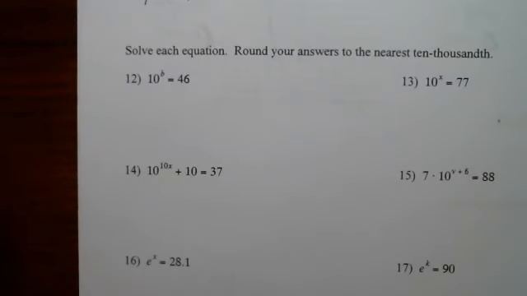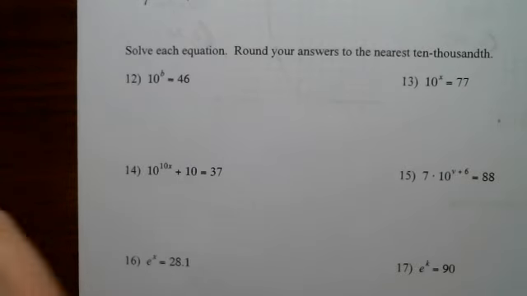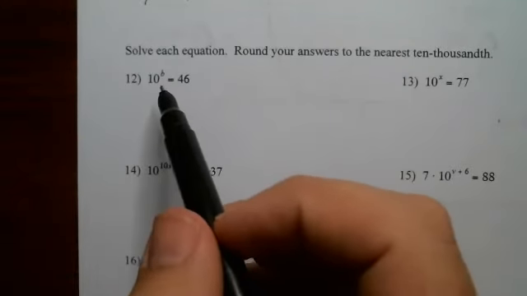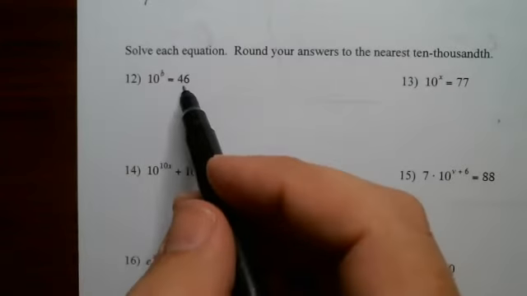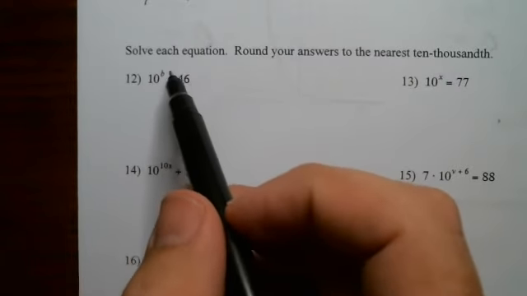And then this was a pretty short chapter just due to our timing and everything. So it just has 3 sections. So now we're just back to what we were doing last night. 10 raised to the b equals 46. I want to say 10 to what power is equal to 46?